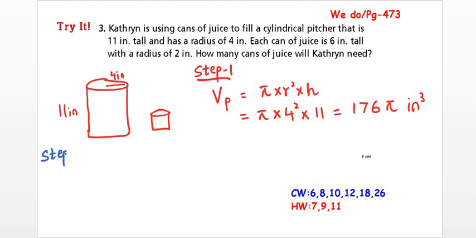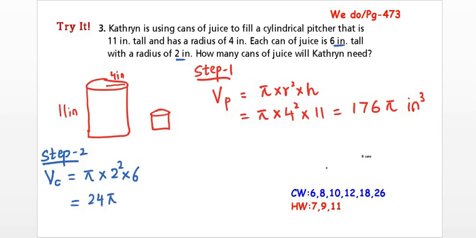So step 2 is to find the volume of the can. I'll write a small c over here to show that we are finding the volume of the can. Same formula, pi r squared. Pi times, what is the radius for the smaller can? It's 2 inches. So you will write 2 squared times, what is the height of the smaller can? It's 6. So together it will become 24 pi.